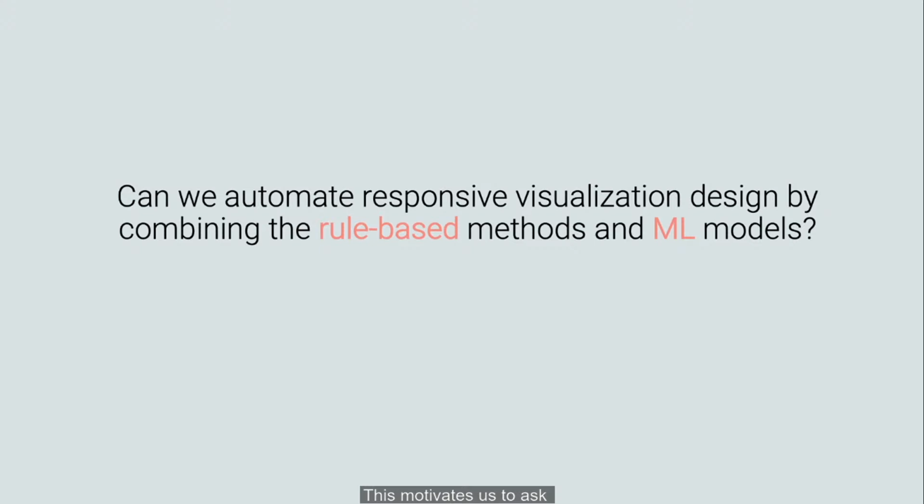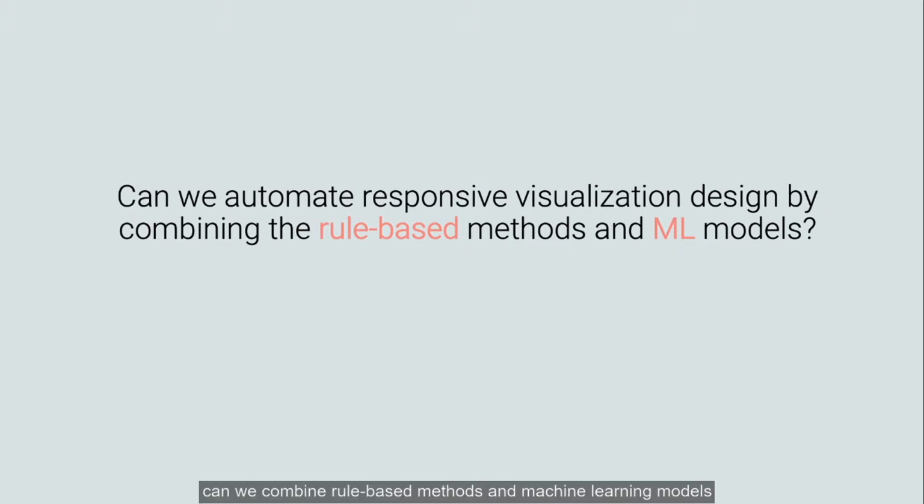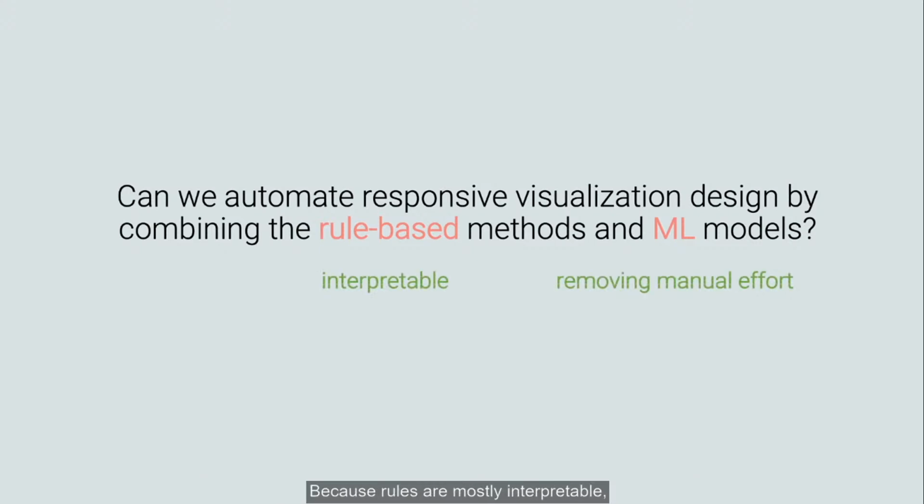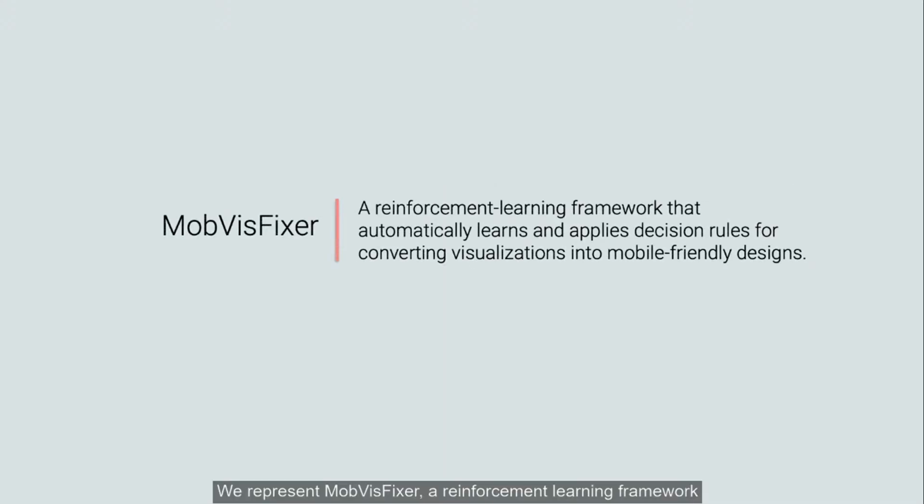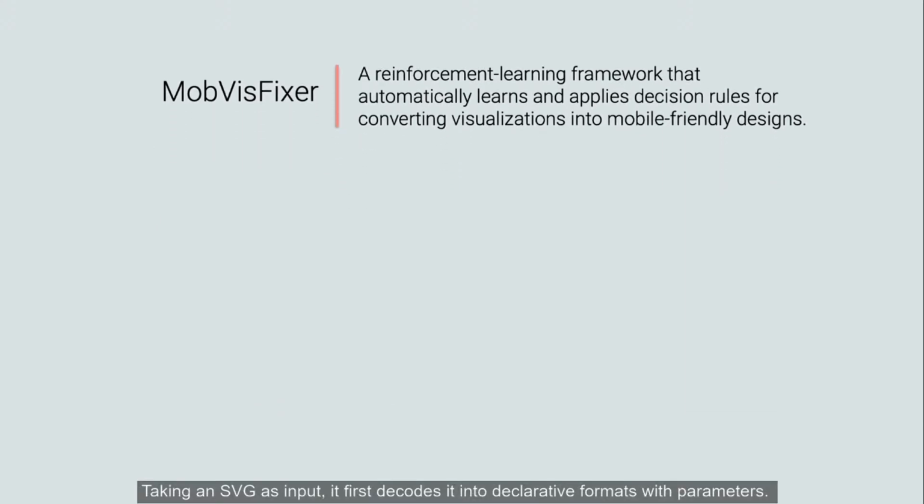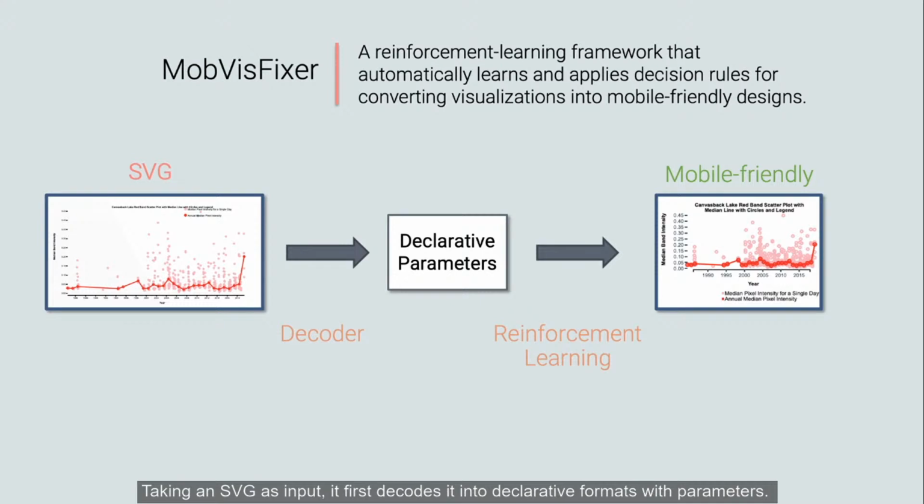This motivates us to ask, can we combine rule-based methods and machine learning models for automatic responsive visualization design? Because rules are mostly interpretable while models can remove the manual efforts of drafting rules. We present MobileVisFixer, a reinforcement learning framework that automatically learns and applies decision rules. Taking an SVG as input, it first decodes it into declarative formats with parameters.